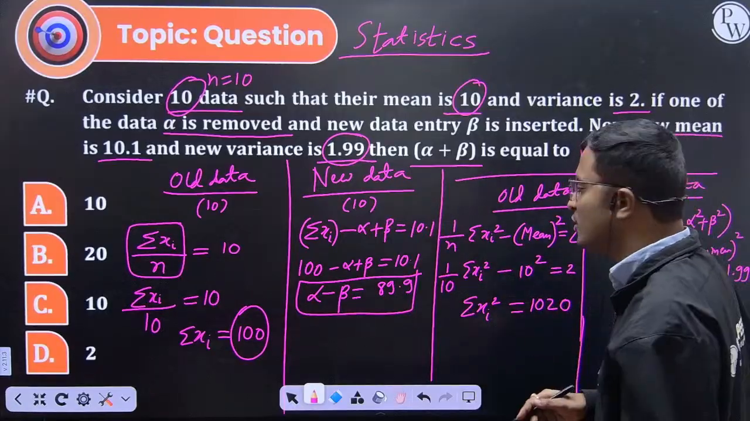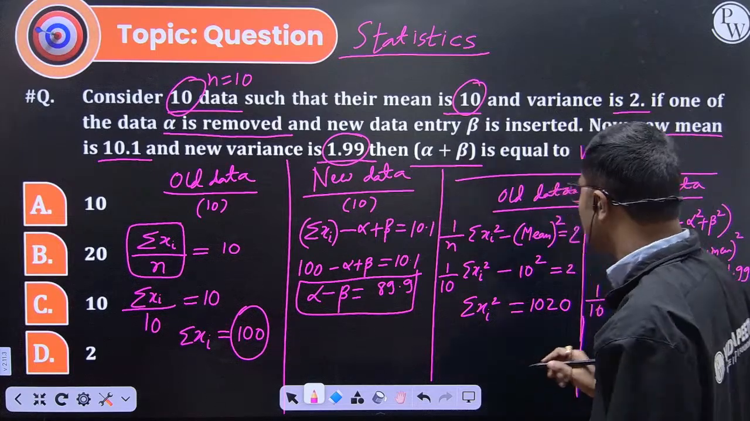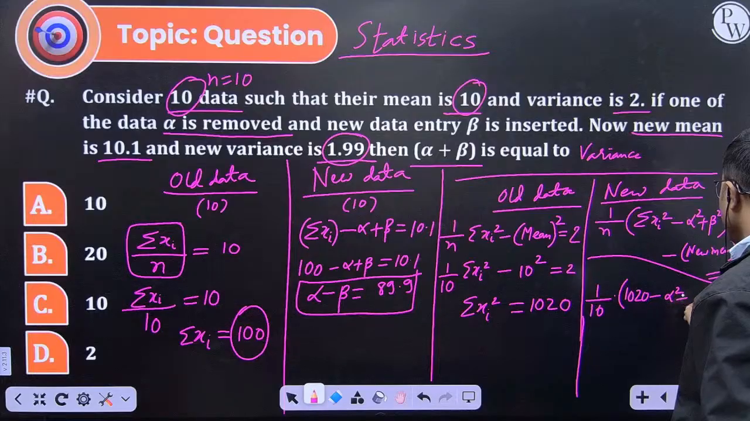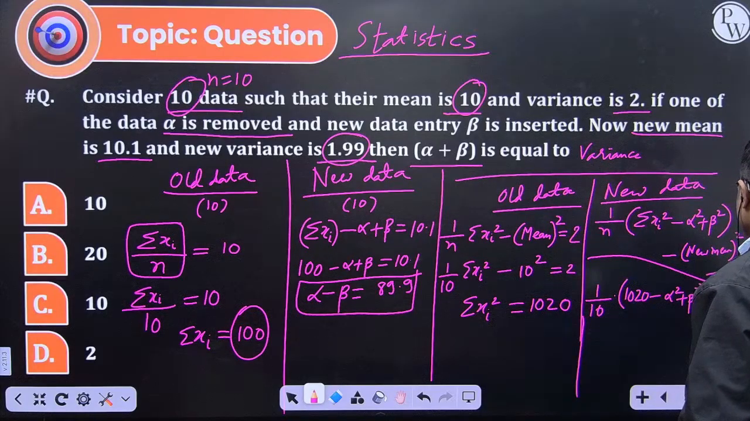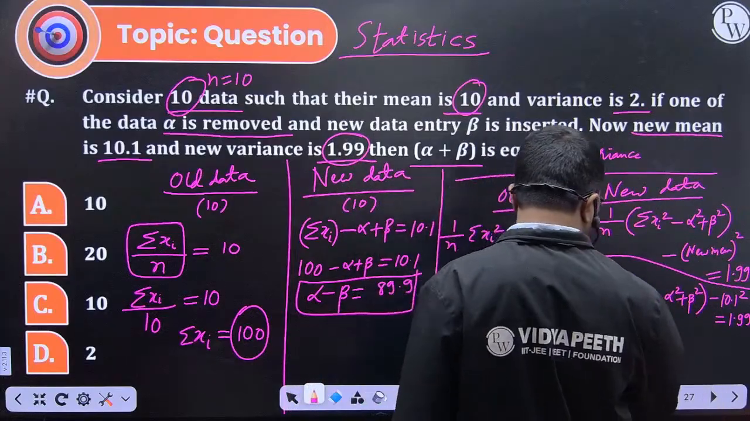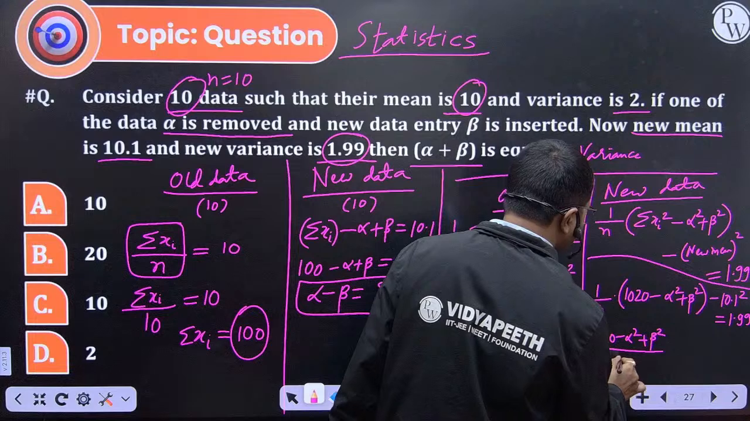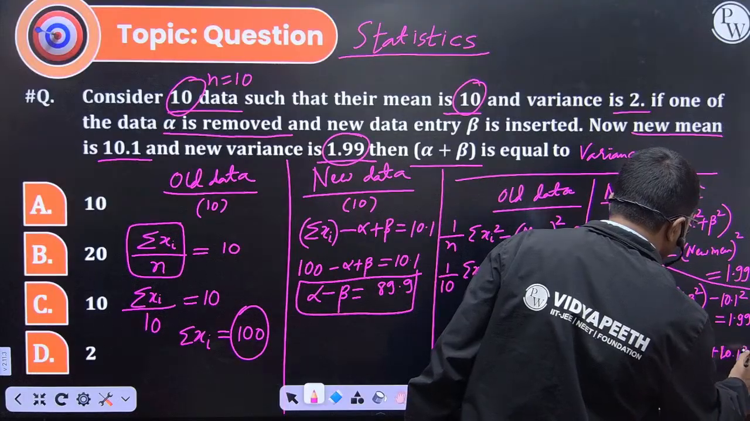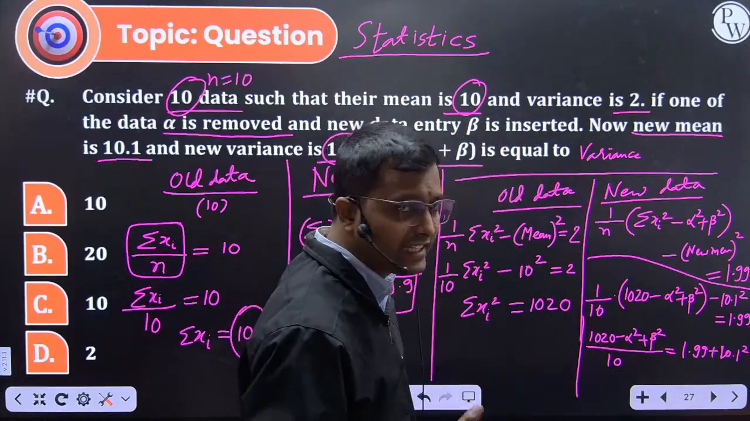So now we will put these values again. 1 by n. N is 10. Sigma xi square, already we know 1020 from the old data. 1020 minus alpha square plus beta square. New mean, what is new mean? 10.1. So 10.1 square is equal to 1.99. So now 1020 minus alpha square plus beta square by 10 is equal to 1.99 plus 10.1 square. So we have to do this calculation. Let us go to the next slide and complete it.